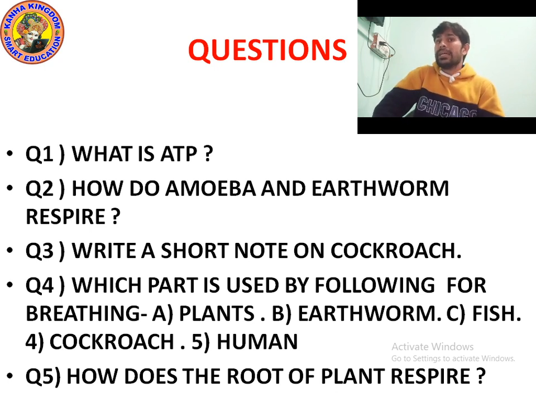Oxygen-rich air enters its body through the spiracles, and the spiracles are connected to a network of tubes called trachea, T-R-A-C-H-E-A, from where oxygen diffuses into the cells of the body.